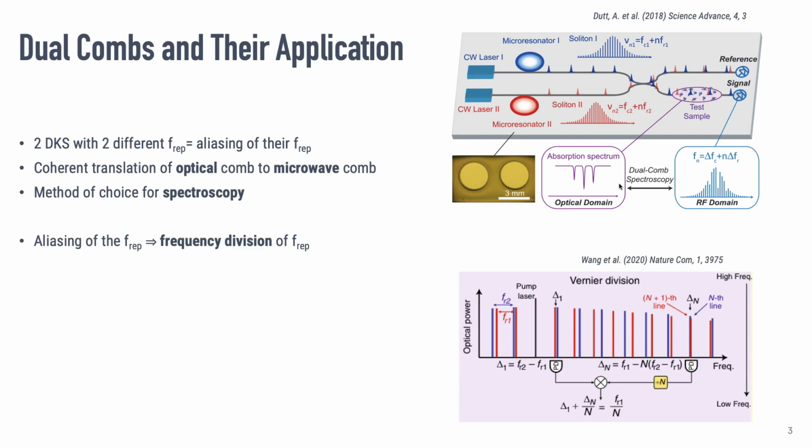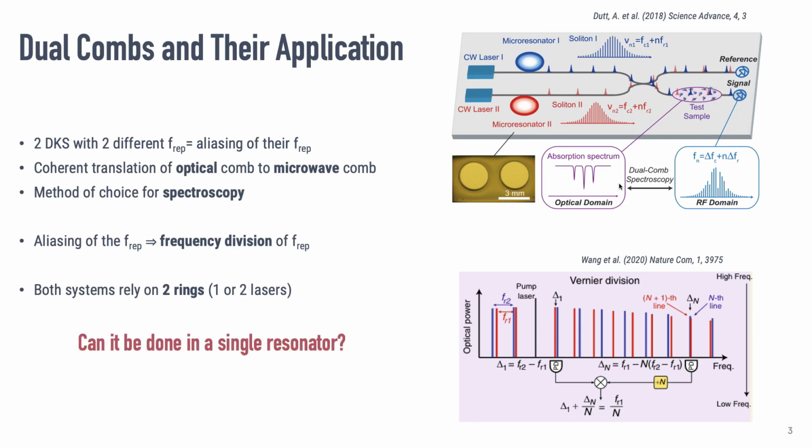And it has been shown recently, and that's one of the reasons why we're interested in this dual repetition rate, that with this aliasing you can have frequency division of the repetition rate. In this case, which is a very nice paper in Nature Communications, I invite you to read it, you can measure your repetition rate indirectly because it's divided by the number of comb lines in between. But both of these systems rely on multiple rings. That means you have two independent solitons, and you combine them only in a waveguide, fiber, whatever you want. And most of the time you have two lasers in this case, one laser in this case, right?